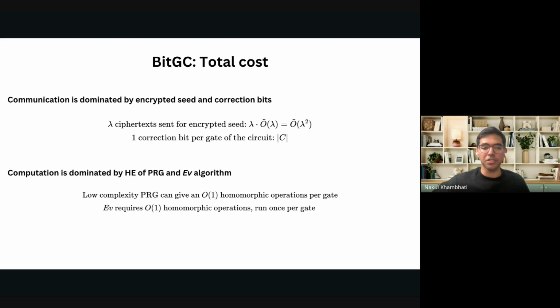Garbled circuits in general, though, it's known how to extend them to multi-party computation in a bunch of different ways, both semi-honest and authenticated. For this specific work, it's not yet known.